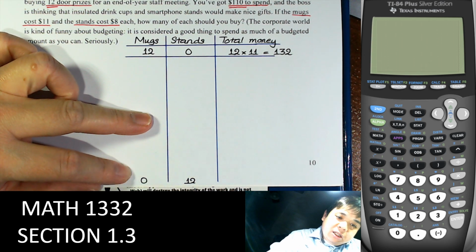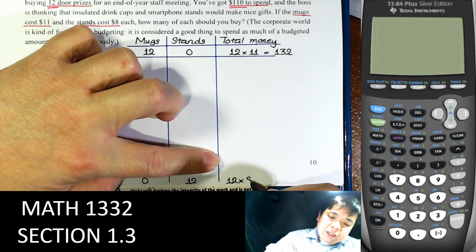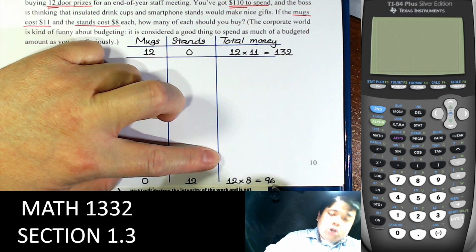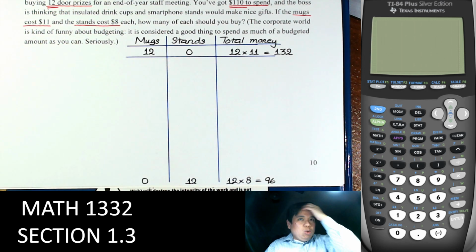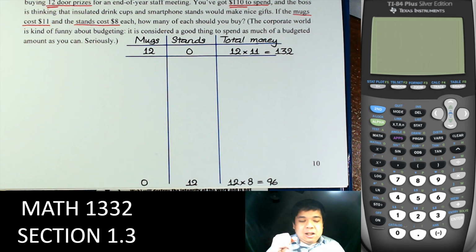And on the other side of things, if we choose all 12 cell phone stands and no mugs, that will be 12 times 8, $8 each. Cell phone stand, that's $96. So this is way less than 110. So somewhere in the middle here will be good. If it is an exact number, that would be great, but the idea is it just needs to be less than 110. So we just need to list a bunch of different scenarios.